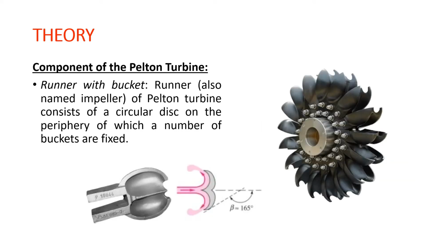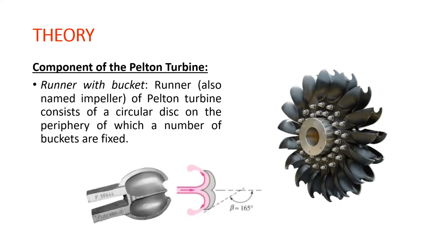Components of the Pelton turbine. Runner is a rotating part of the turbine. It is a circular disc on the periphery of which a number of evenly spaced buckets are fixed. The buckets are made of two hemispherical bowls joined together. Each bucket has a divider in between the two hemispherical bowls called the splitter. The splitter splits the jet of water striking the buckets into two equal parts, and the jet of water comes out at the outer edge of the bucket.